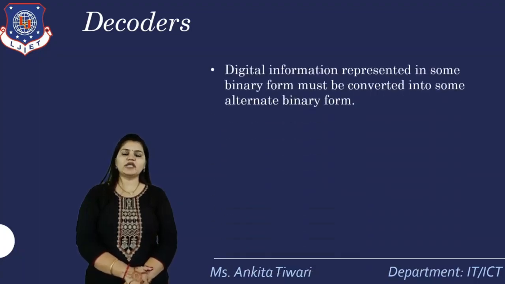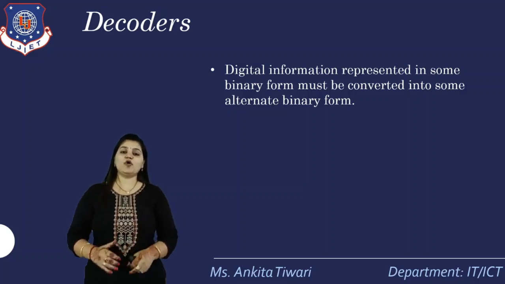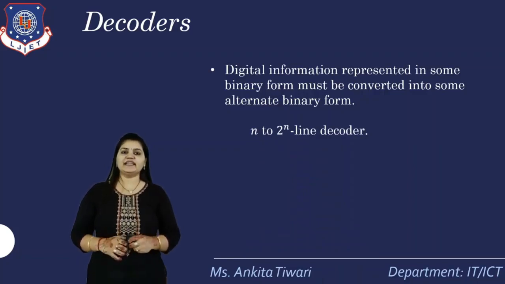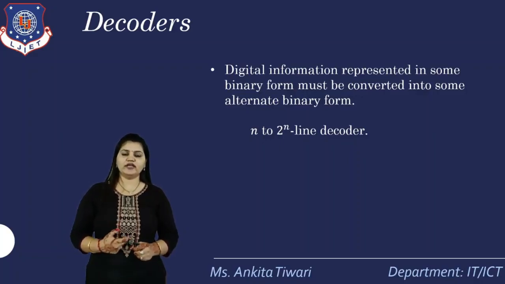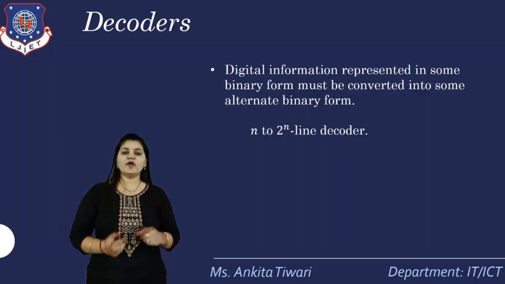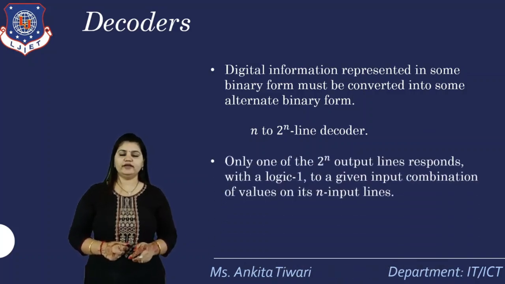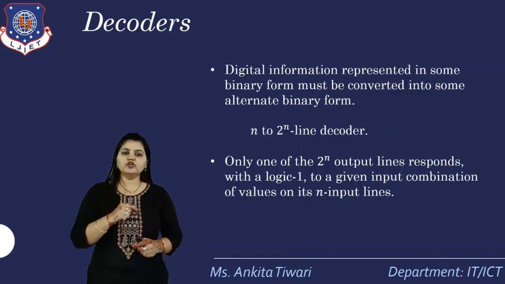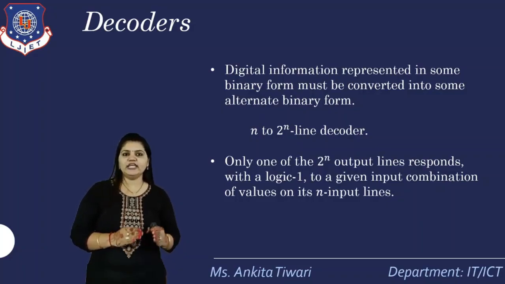What do you mean by decoders? Decoders means digital information which is presented in some binary form that should be converted into some alternate binary form. So here decoders will represent that binary form. The formula to represent that decoder is n to 2 raised to n line decoders. Now with respect to 2 raised to n and n, only one of the 2 raised to n output lines responds with a logic 1 to a given input combination of values to its n input lines.